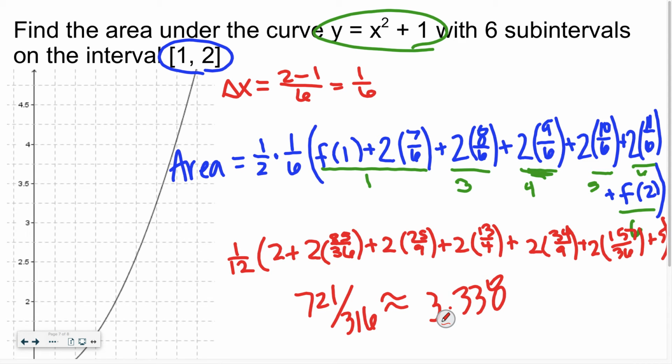What I don't want you to do is round in here and then round at the end again. It's easier to keep these as fractions and then add them together at the end, and if you approximate, that's fine.